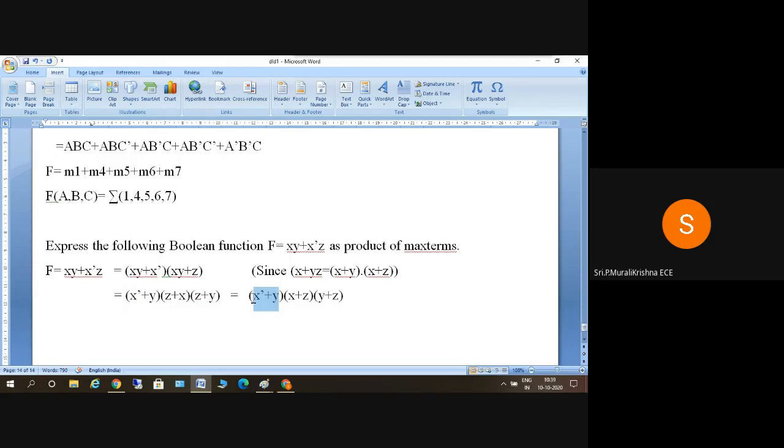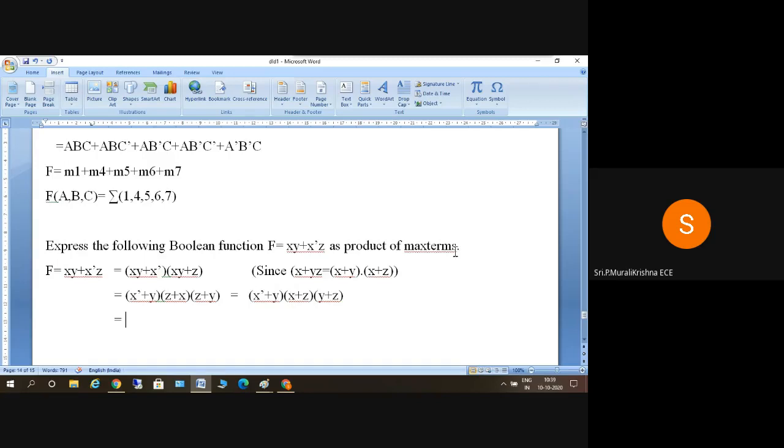So can I express this equation as a product of max terms, because this is the product of sums only. This is the first sum, this is the second sum, and this is the third sum. In each sum we are missing one variable here. In the first sum there is no z, in the second there is no y, and in the third there is no x.